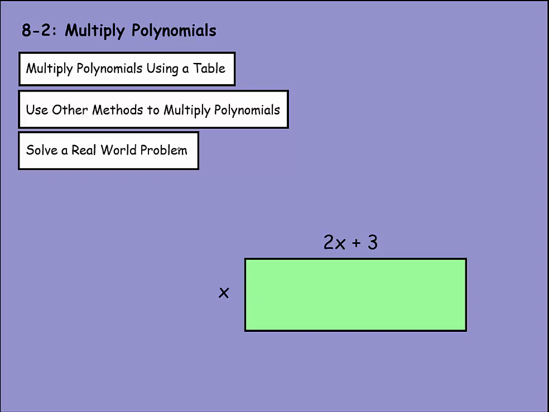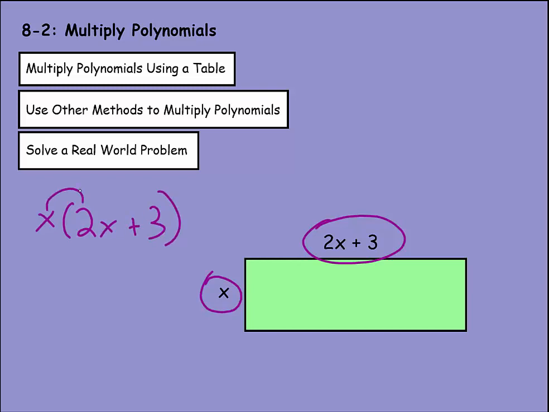Here's an example below of where we would be multiplying a polynomial. Remember, when we find the area of a two-dimensional figure, we multiply the length times the width. So in this case, we'd be multiplying x times 2x plus 3. Well, how do we do that? One way we could do that is to use the distributive property that we've worked with before. So in this case, I could distribute this x to both terms and get our answer.